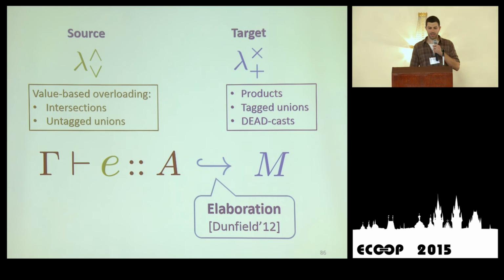And then we have an elaboration of expression E to an expression M of our target language that doesn't have value-based overloading, but instead has products, tag unions, and deadcast, as we saw earlier. And this elaboration is largely attributed to work done in 2012 by Dunfield.